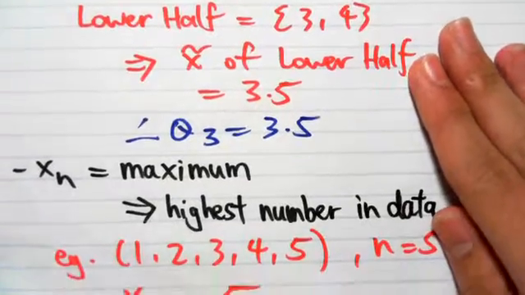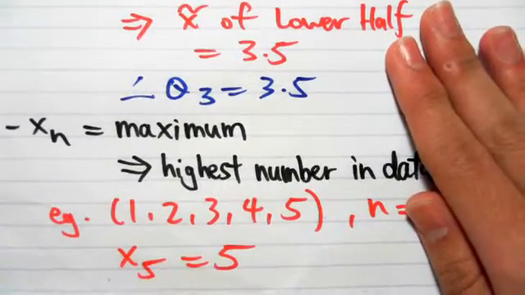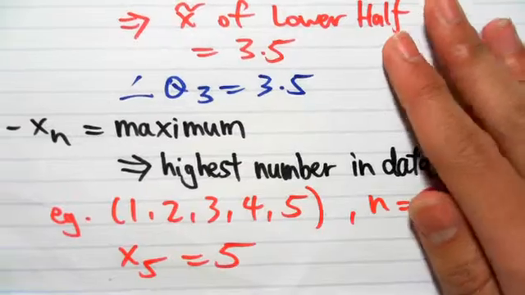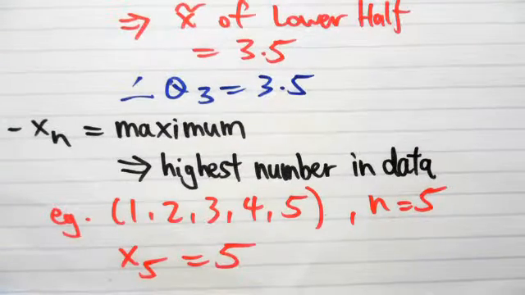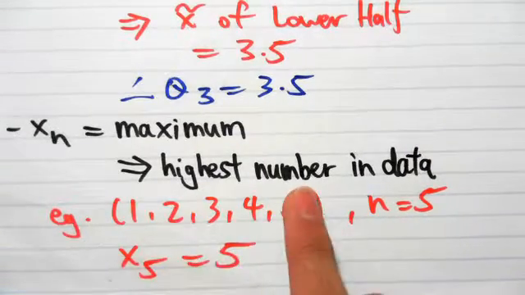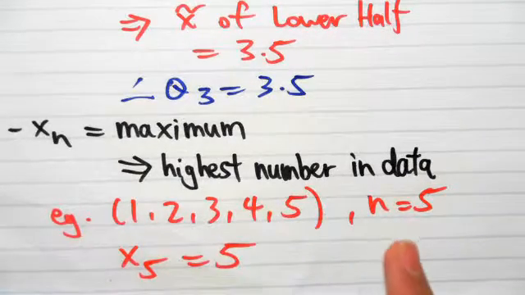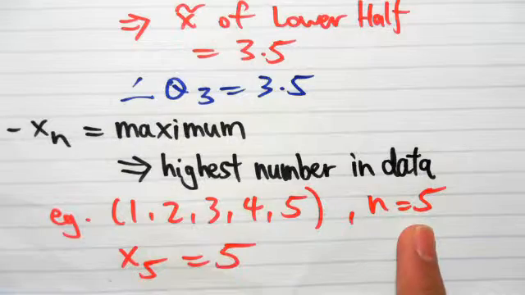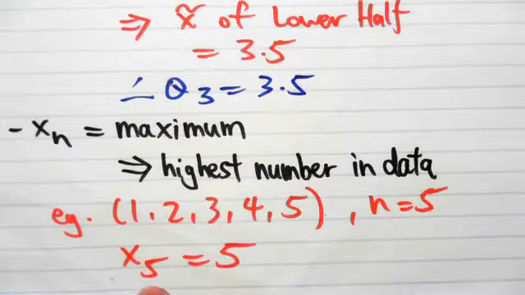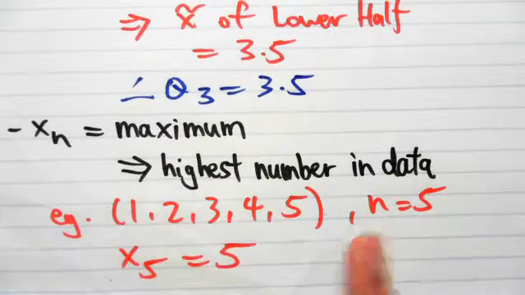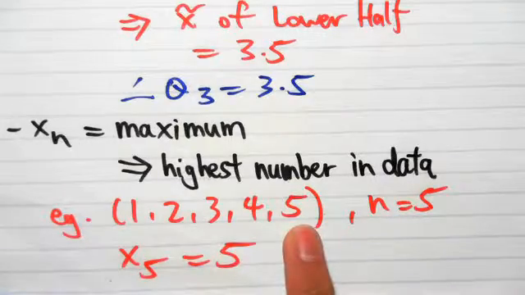The next number that we're going to go through is called the maximum, xn. xn is the highest number in the data. For example, if we're given this set 1, 2, 3, 4, 5, sample size being 5, it's obvious that the largest number, x5, is 5, because that's the maximum number in our set.